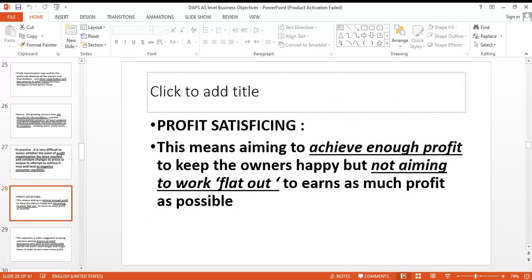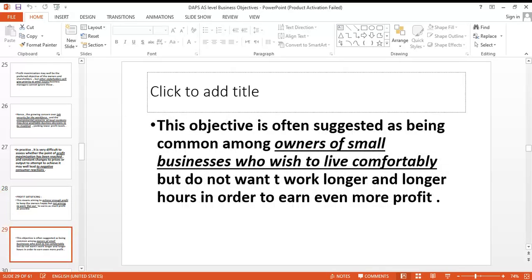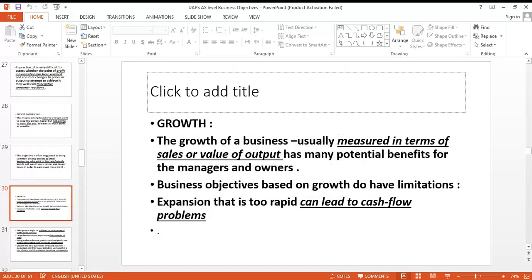Okay, the second objective is satisficing. What do you mean by satisficing? Satisficing means you can achieve enough profit. I mean, this is not profit maximization. You are going for profit, but just enough profit to keep you happy. You are not working overtime, you're not working to the maximum of your capacity to earn as much profit as possible. Okay, many small firms have this objective. I want to live comfortably. I want to have leisure time, so I will just be satisfied with a certain amount of profit that I'm earning.